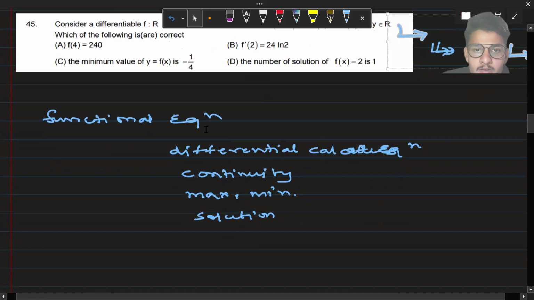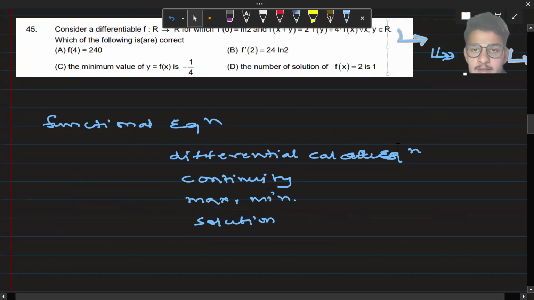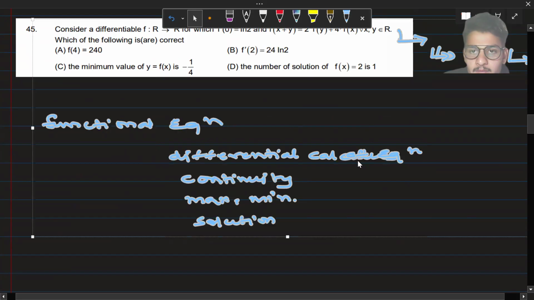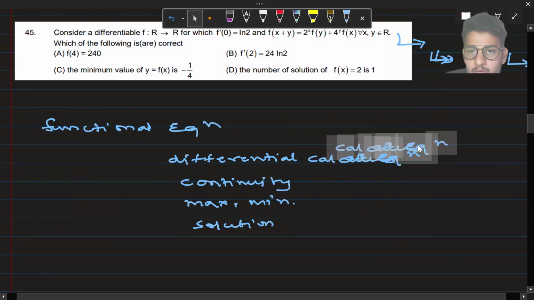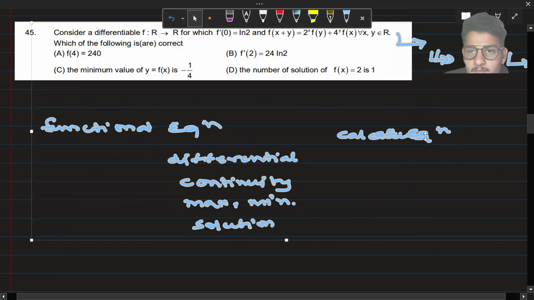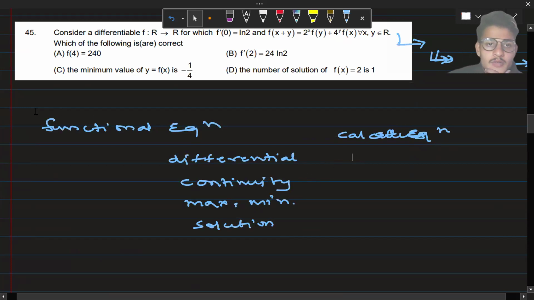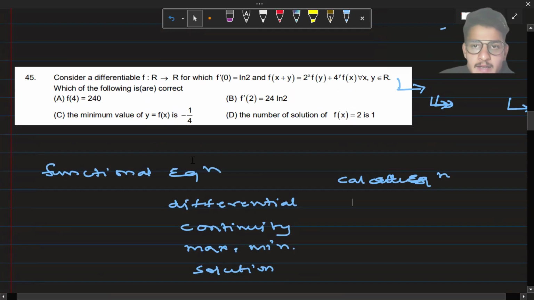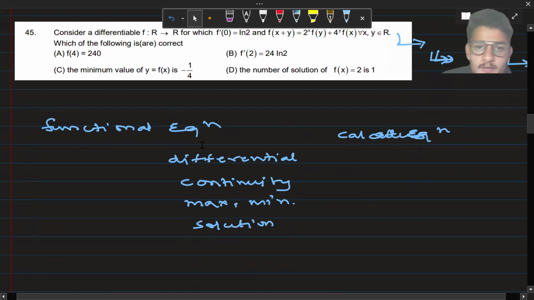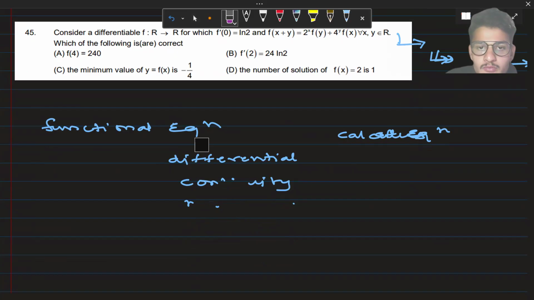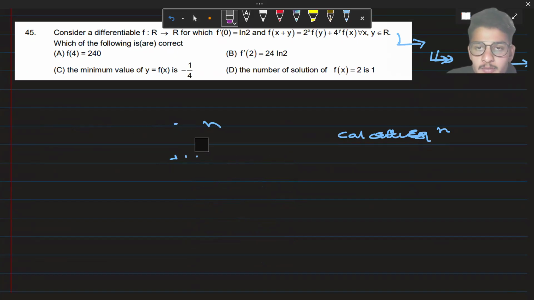Functional equation, then differential calculus, and you will also see continuity, maxima and minima. So that's what this question comprises. Now moving on, what is given there? I will rub this out to explain it in a more simple manner.